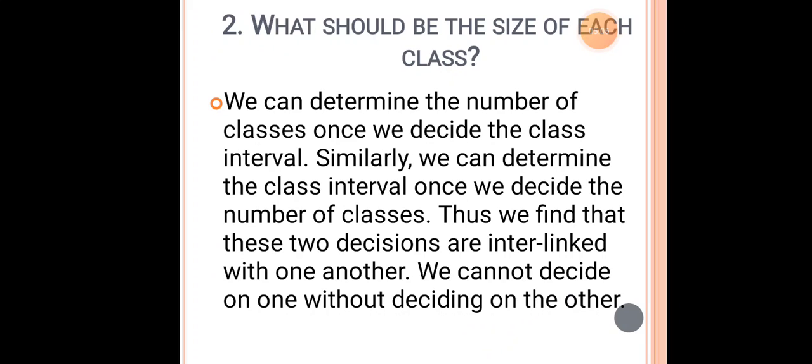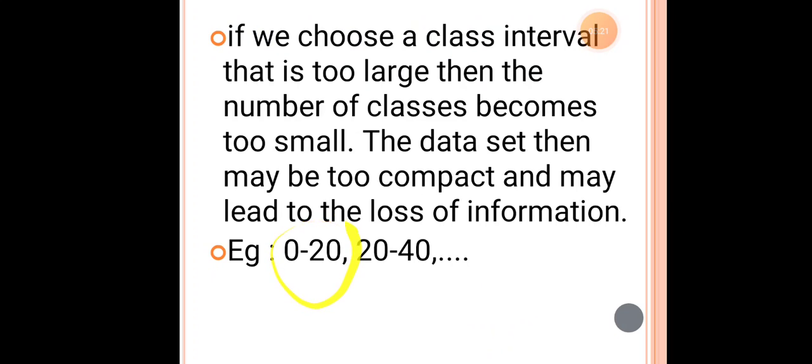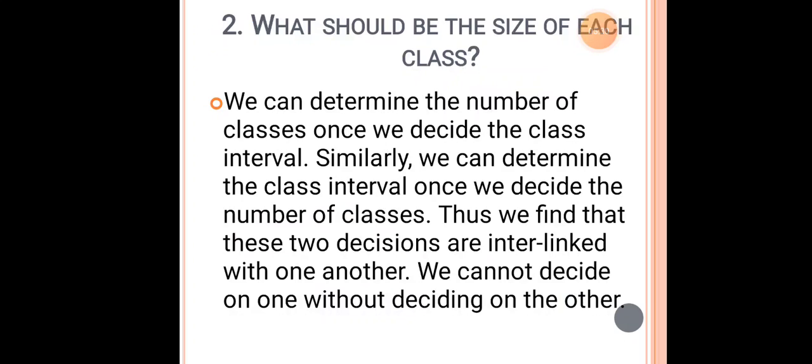The next question is, what should be the size of each class? Here the class and the class interval are interdependent on each other. What is a class? 0 to 20 is a class. What is the class interval? The difference between the upper limit and the lower limit. Both the class and the class interval are interdependent. Once you ascertain the class interval, you can ascertain each and every class which you need to prepare during the frequency distribution.